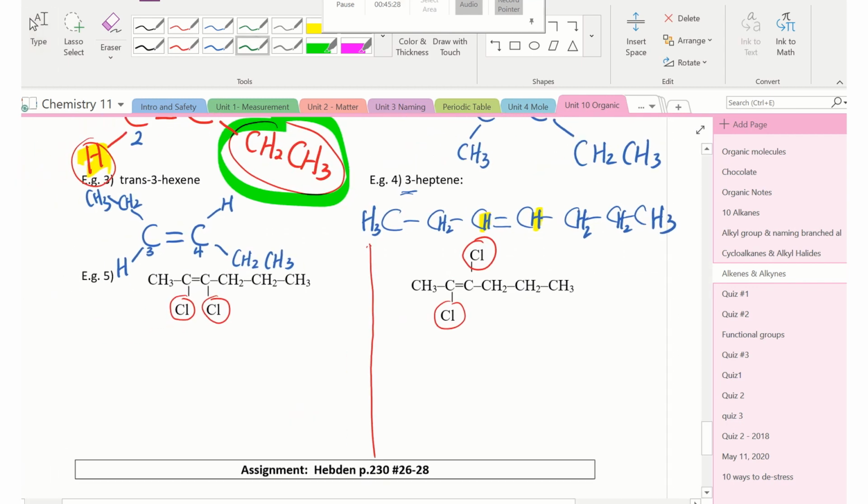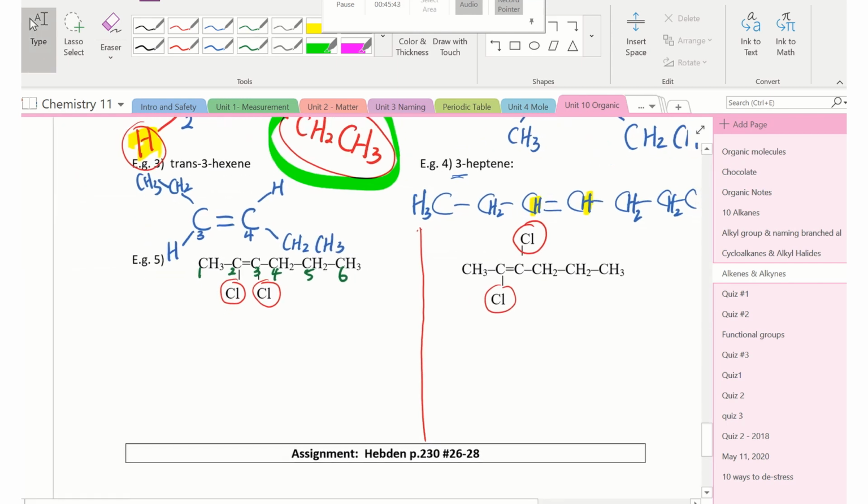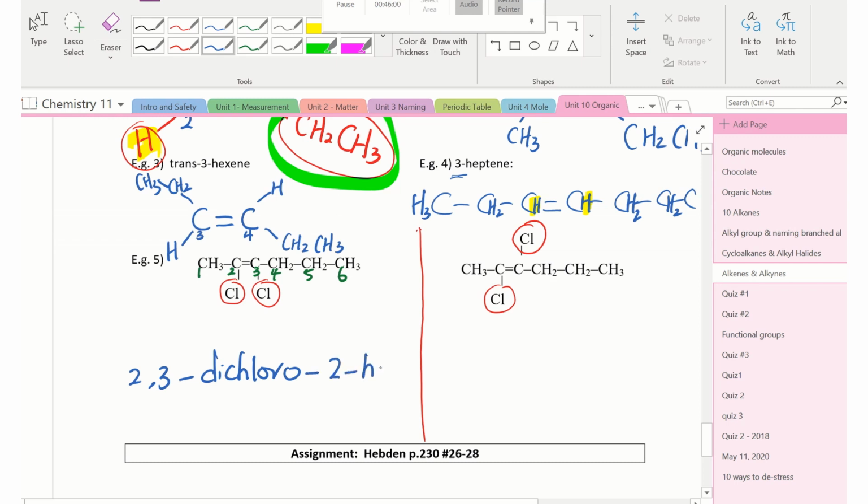We're going to give it the names of the carbons: 1, 2, 3, 4, 5, and 6. Six carbons straight, and the double bond happens on the second carbon, right? So this is a 2 hexene. Now the chloro groups here happen on carbons 2 and 3. So 2, 3 dichloro, and dash. This is a 2 hexene, 6 carbons.